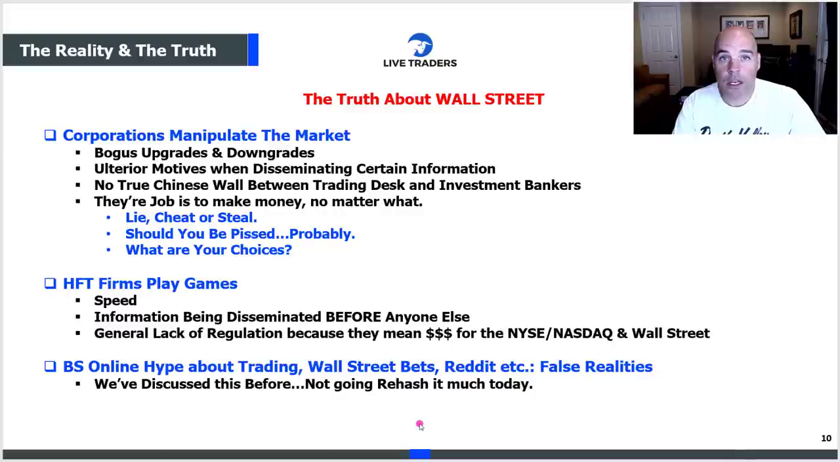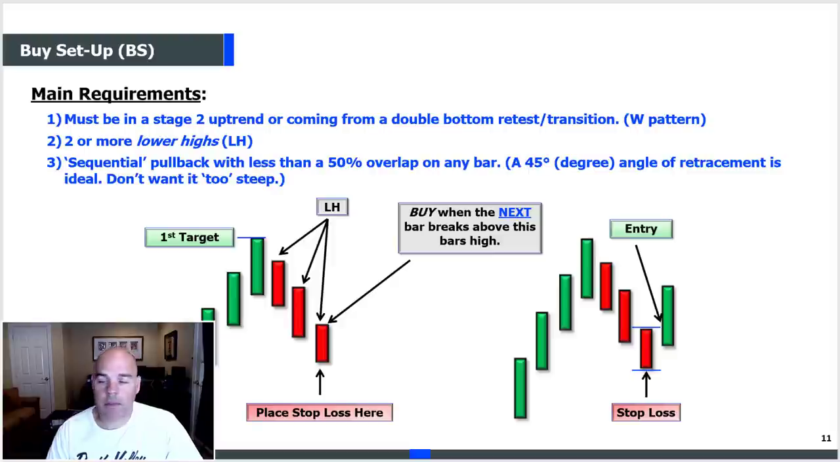Corporations do a good enough job of manipulating the markets in general and playing games, and all this hype you read online. Erase it. Eliminate it. Stop watching television while you're trading. Stop listening to outside influences. Put yourself in a little bubble and follow the flow of money, which is the chart. That's it.